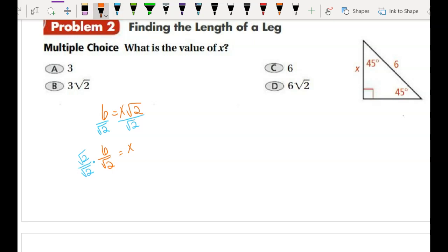So now I have 6 square root of 2 over, what's square root of 2 times the square root of 2? That's going to give me 2. So now I simplify. What is 6 divided by 2? That's 3. So my final answer is 3 square root of 2. So my answer is B.